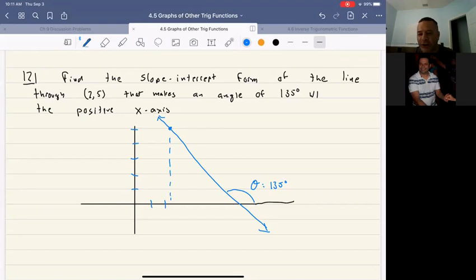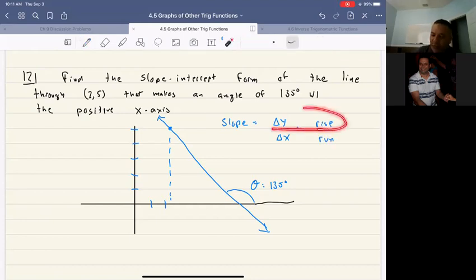What is the slope? We need to find slope-intercept form. Well, actually, it's not that bad. The slope of this line is just going to be the tangent of the angle, right? Because slope, remember, is change in y divided by change in x, more colloquially known as, that's right, rise over run. Rise is that change in y, run is that change in x.